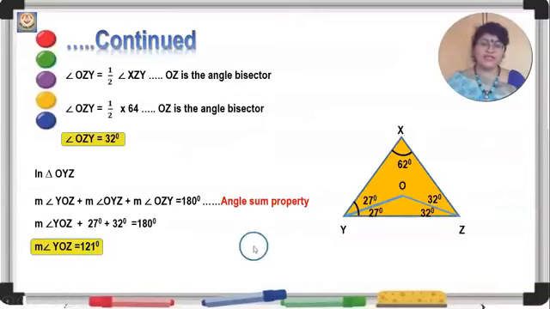So students, with this, we have found out the measure of angle O, and they've also asked you to find out the measure of OZY, that is 32 degree. Let us look into another question, that is question number 3 from exercise 6.3.